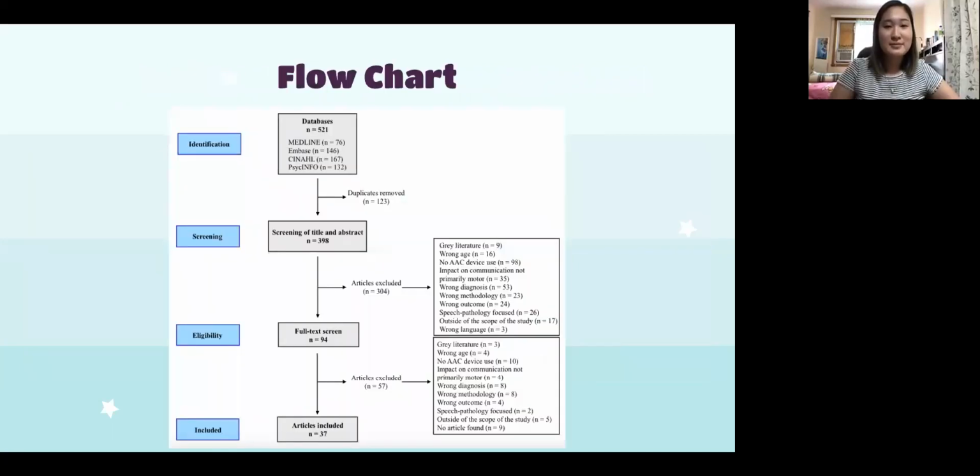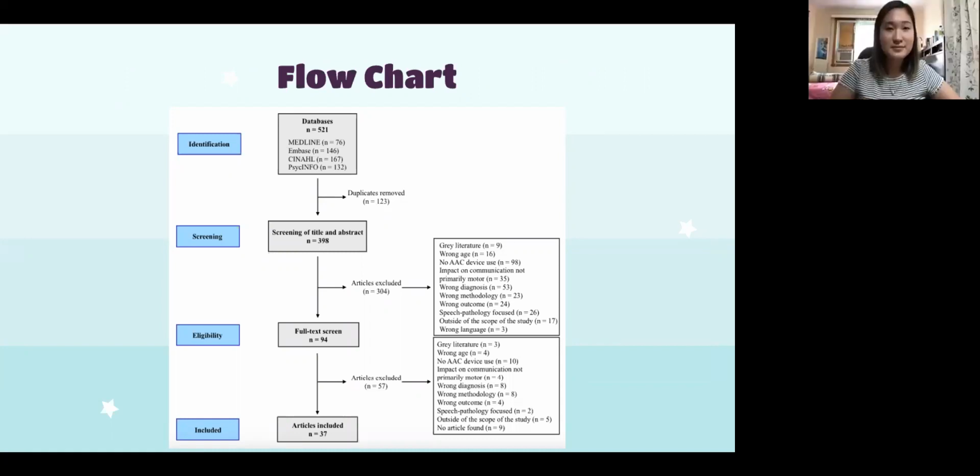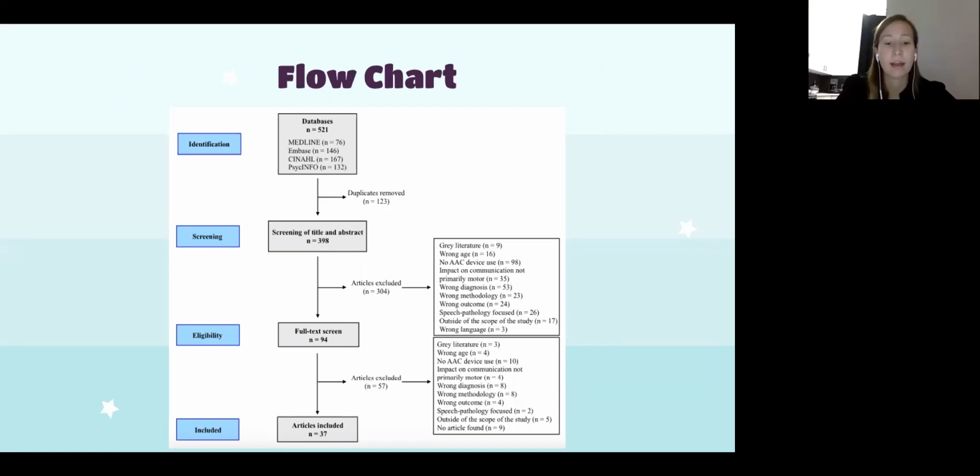So on here, you can see a flowchart that represents the process that we went through to identify and screen the articles for eligibility. So the first step that we did was to retrieve the articles within the 4 databases. And for this, we ended up with 521 papers. Then we went through the process of removing duplicates, and we screened the remaining papers by the title and the abstract.